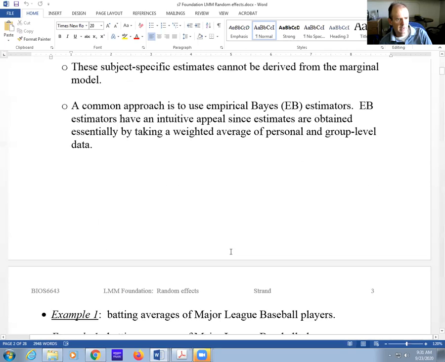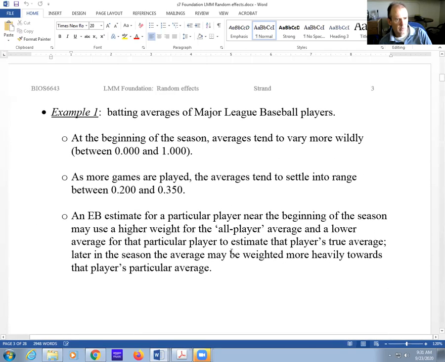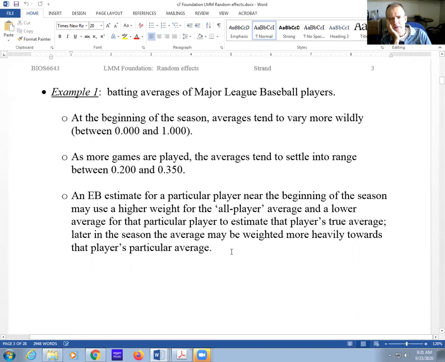So, a couple of intuitive examples. Do you have any baseball fans in here? Nobody? Nobody's a baseball fan? No one watches the Rockies or the Dodgers? Well, hopefully you know enough about baseball to understand my little example here.